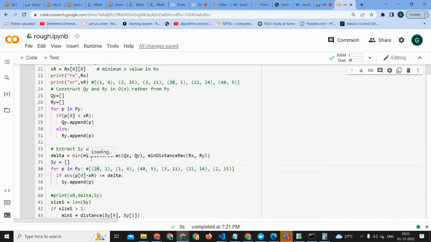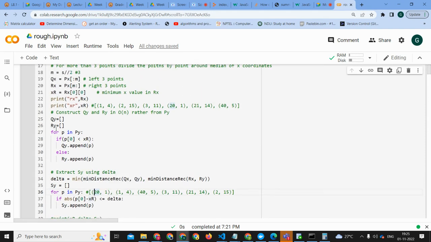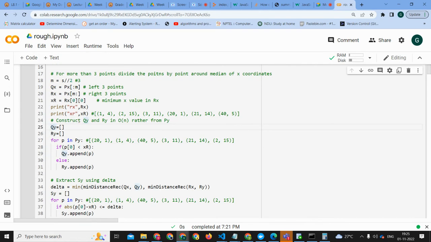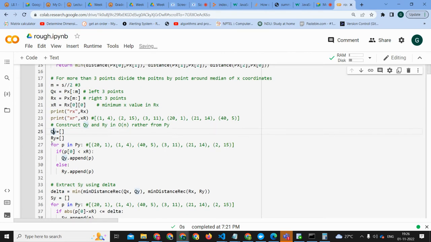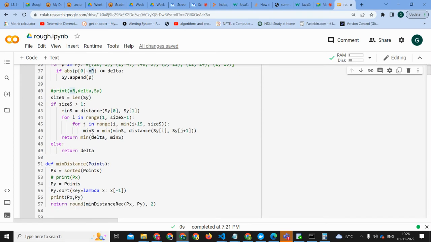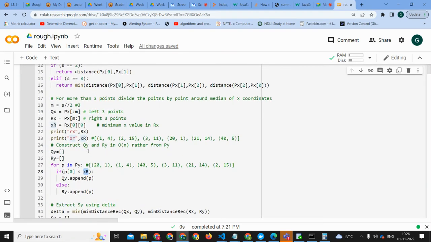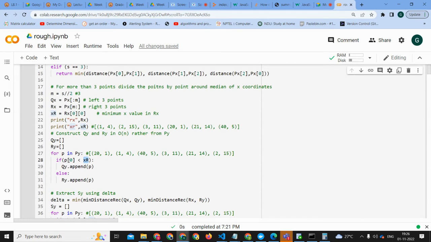20 minus XR. What is XR? By any chance did we find? Okay, wait a minute. I think we missed these lines. No, we printed XR. Oh, that one. Okay. So actually we are supposed to be in this line. I went a little bit down, I'm sorry for that. So if P of 0 minus XR is less than, what was XR? We printed XR, it was 20. Yeah, 20 is nothing but this point. So if that is less than that point, Q dot append of P.